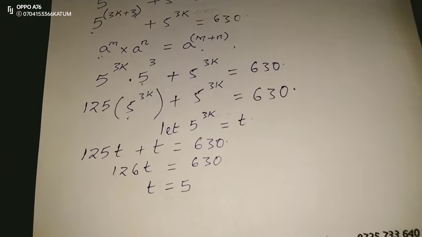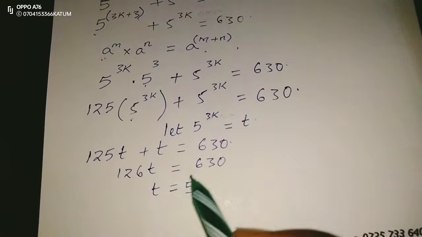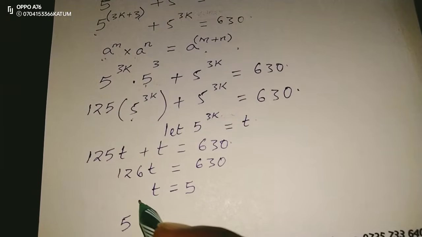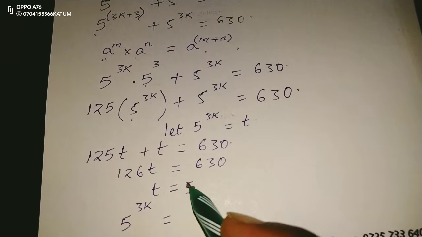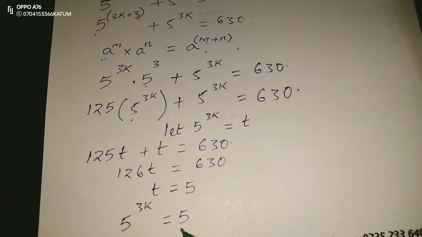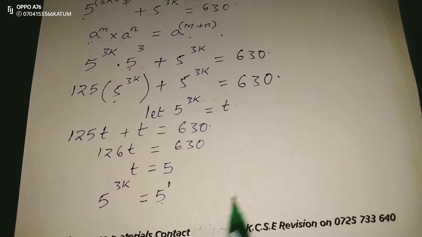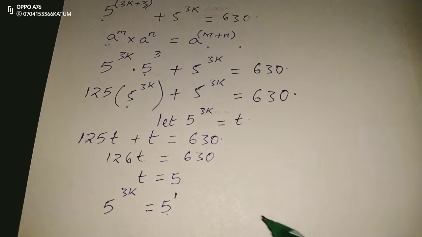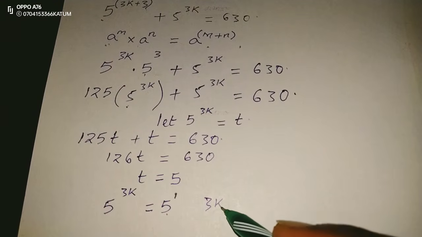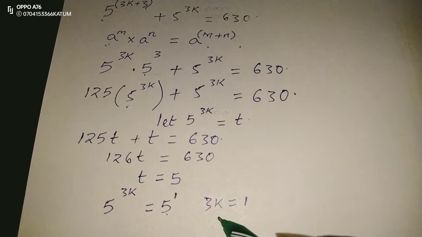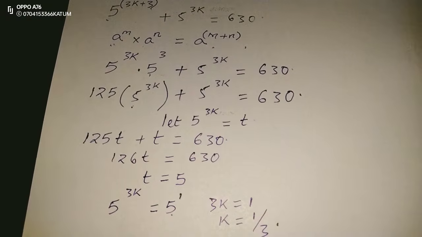Then now we can say whatever we had let to be t is 5 power 3k, and the value of t has been evaluated as 5. This 5 in index form will be power 1. And now if the bases are the same, then we can equate the indices, in which case we will say 3k is equivalent to 1, hence k is equivalent to 1 over 3. So the value of k is a third.